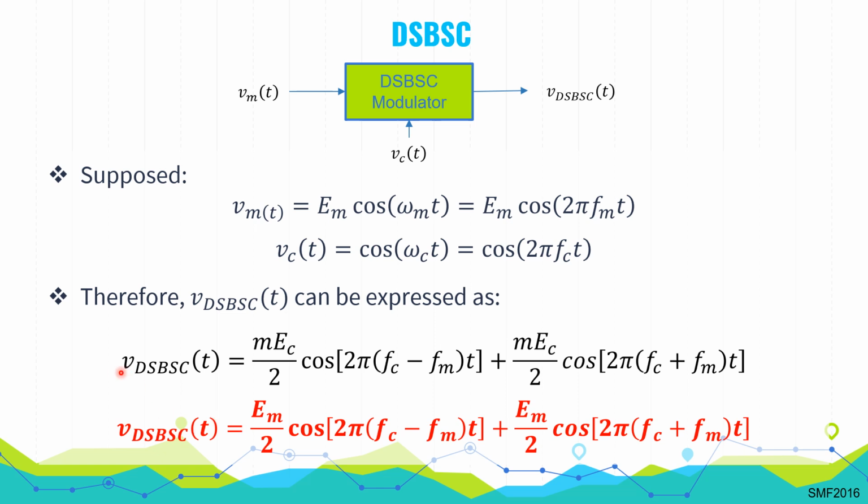The output of the DSBSC modulator, V_DSBSC(t), can be written as V_DSBSC(t) is equal to (m E_c/2) cosine of 2 pi times (f_c - f_m) times t plus (m E_c/2) cosine of 2 pi times (f_c + f_m) times t. Alternatively, it can also be expressed as V_DSBSC(t) is equal to E_m/2 cosine of 2 pi times (f_c - f_m) times t plus E_m/2 cosine of 2 pi times (f_c + f_m) times t. This equation shows that the DSBSC signal consists of two frequency components, the lower sideband and the upper sideband.